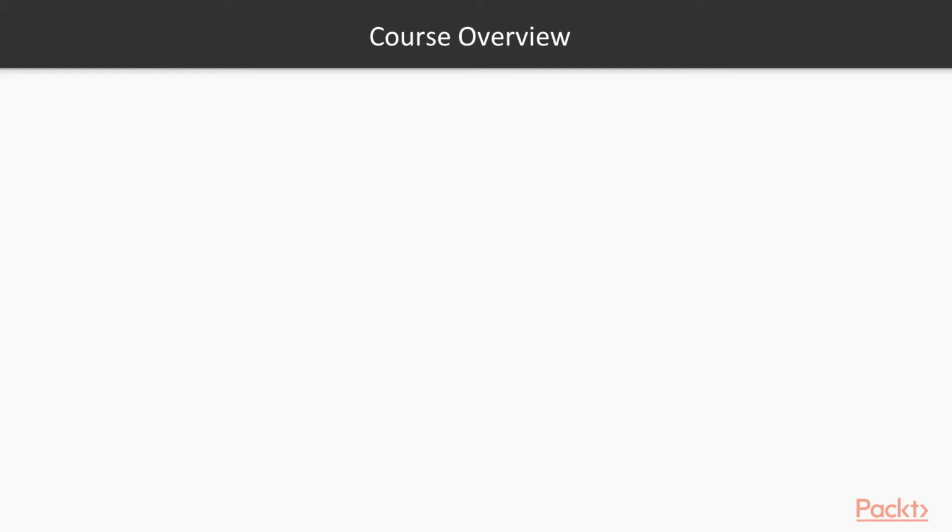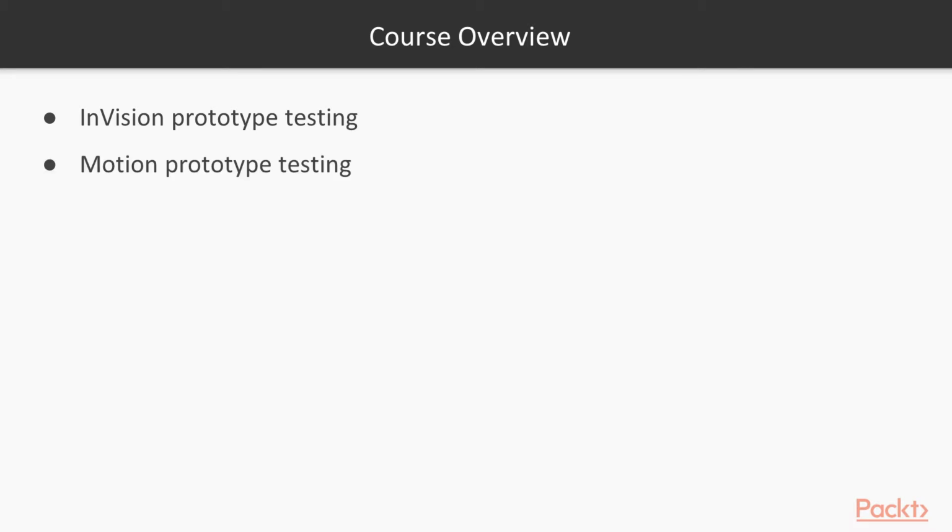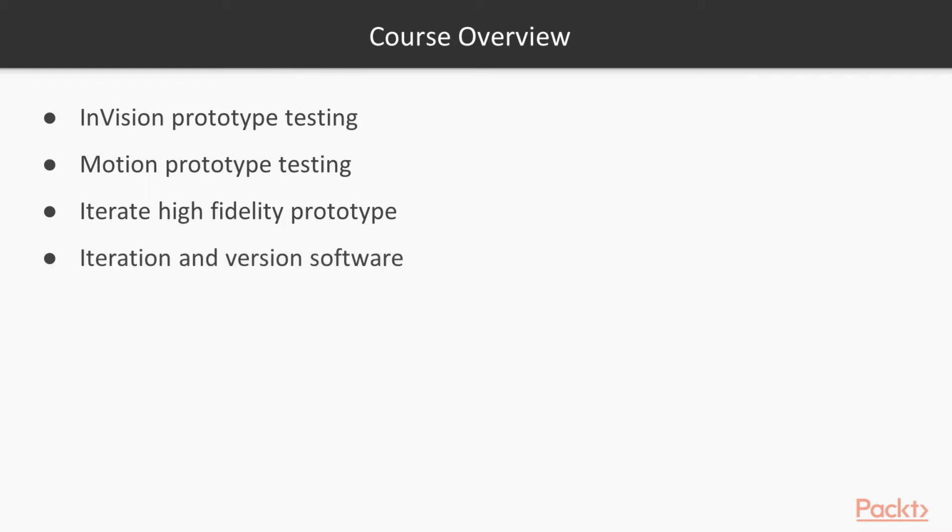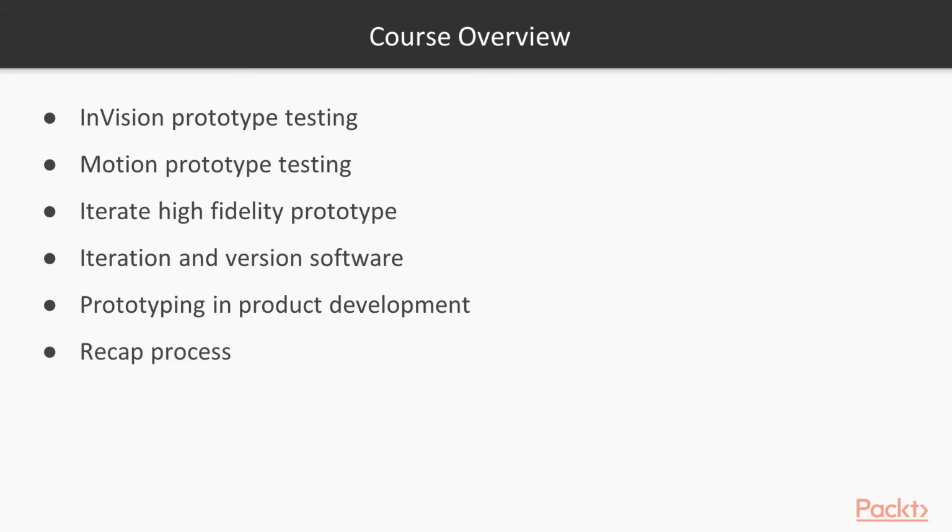Now, in this course, we're going to talk about a few things. Talking about InVision prototype as a tool for testing. We're going to talk mostly about testing our prototypes today. The second topic is how to take those tests and modify our motion prototypes, which we started to build in Principle for Mac. We'll then talk about high fidelity prototyping and how we iterate those high fidelity prototypes based on our user tests. We'll then iterate and create some versions, talk about version software for our prototyping. And then prototype as a way into communicating with product development. All of this will lead to producing a more high quality end product, and we'll recap the process.